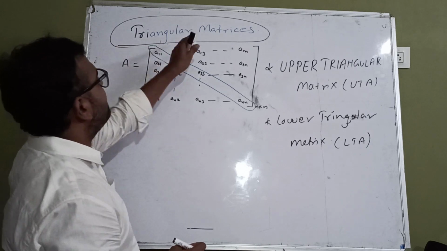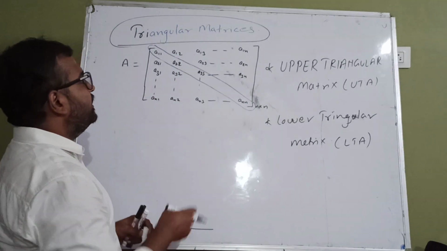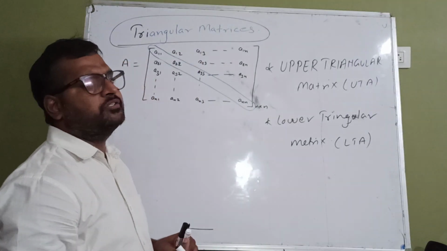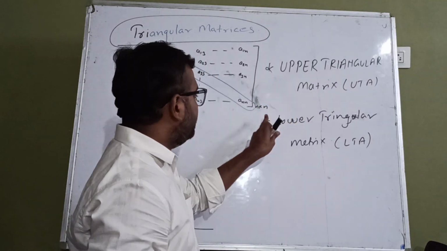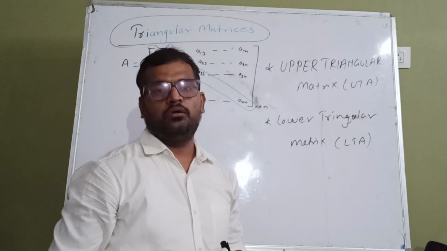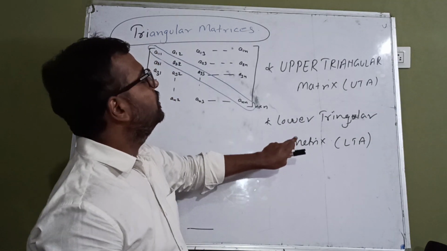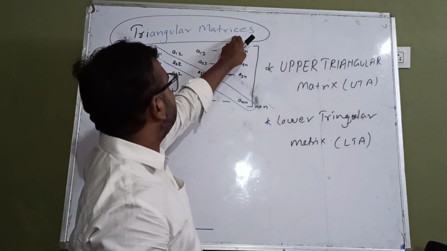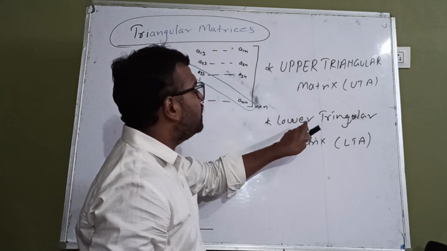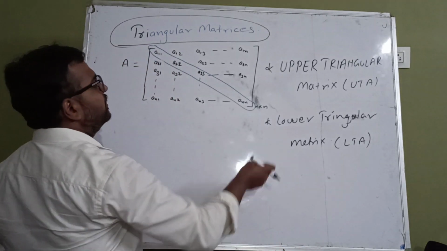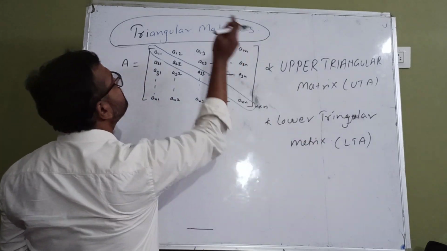The first topic is triangular matrices. What is a triangular matrix? The definition of a triangular matrix is a square matrix which is either upper triangular or lower triangular. We have discussed upper triangular and lower triangular in the general lecture on matrices. A triangular matrix is a square matrix which is either upper or lower. Basically, we can say that the upper triangular matrix is also a triangular matrix, and the lower triangular matrix is also a triangular matrix.